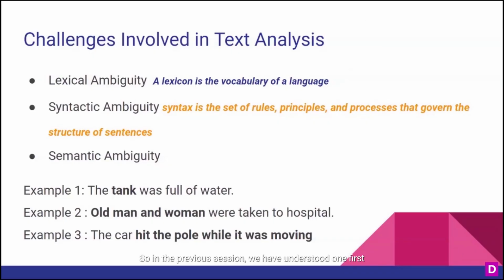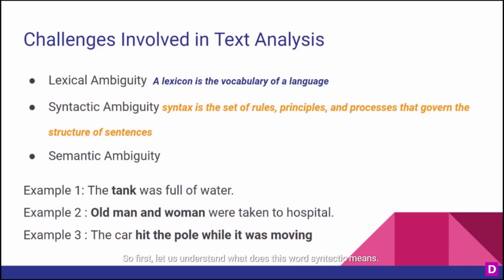So in the previous session, we understood the first kind of ambiguity which we encounter when dealing with textual data, that is lexical ambiguity. The lexical ambiguity was dealing with the ambiguity involved in the vocabulary of a given sentence. So we are moving to the next ambiguity, that is syntactic ambiguity.